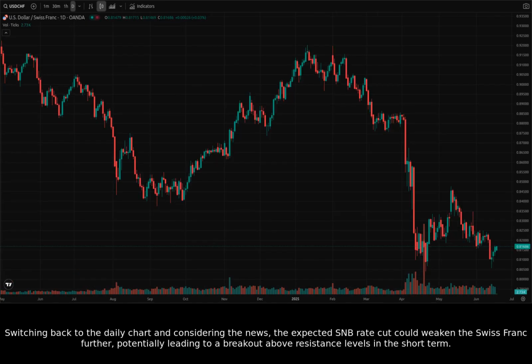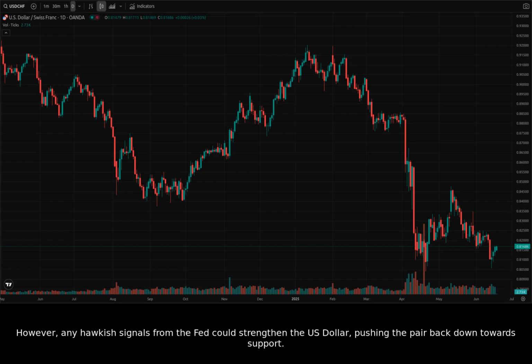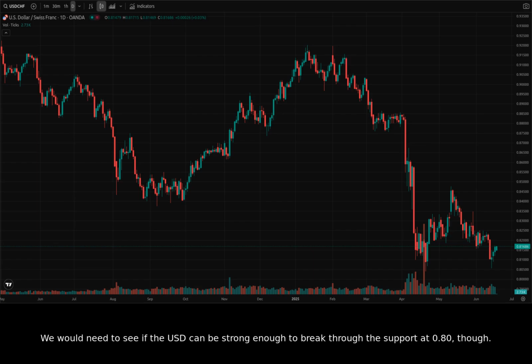Switching back to the daily chart and considering the news, the expected SNB rate cut could weaken the Swiss franc further, potentially leading to a breakout above resistance levels in the short term. However, any hawkish signals from the Fed could strengthen the US dollar, pushing the pair back down towards support. We would need to see if the USD can be strong enough to break through the support at 0.80, though.